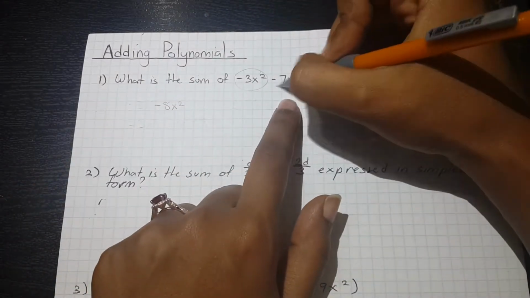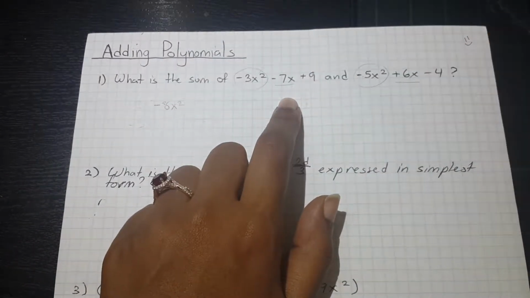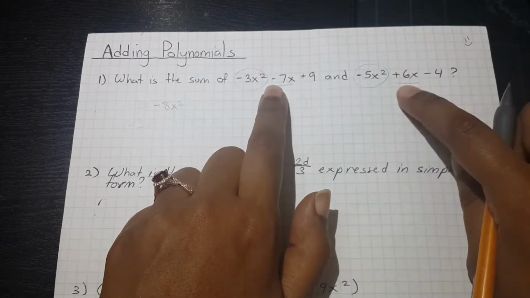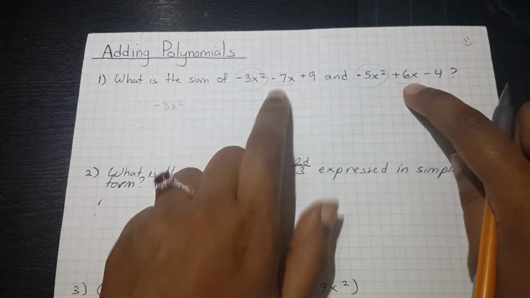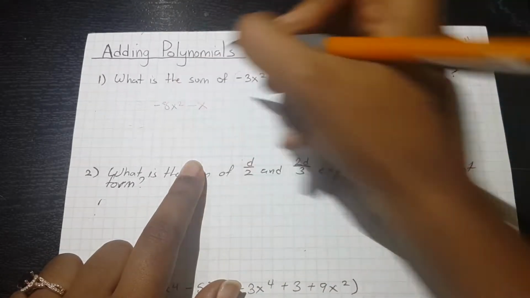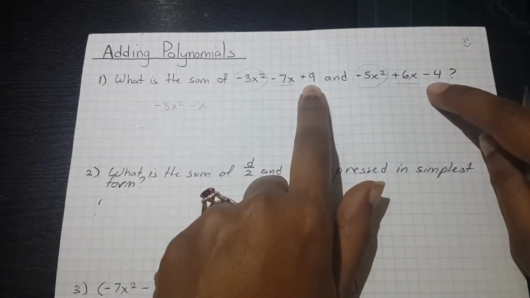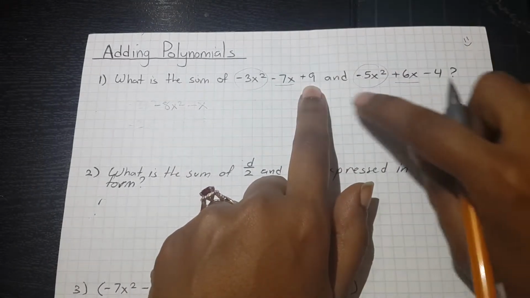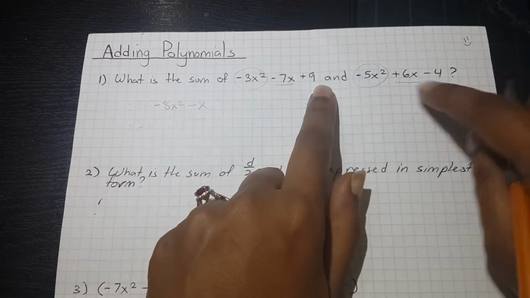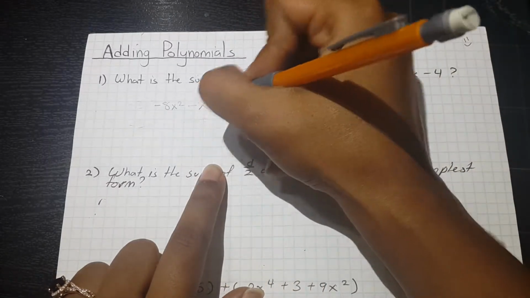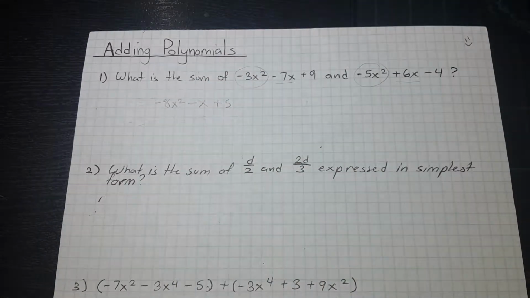Alright, next one. I have negative 7x plus 6x. That's going to be negative 1x, or just negative x when I combine that. So minus x. And then I have plus 9 plus negative 4, which is really 9 minus 4. That's going to be plus 5. And that's pretty much it for that one.